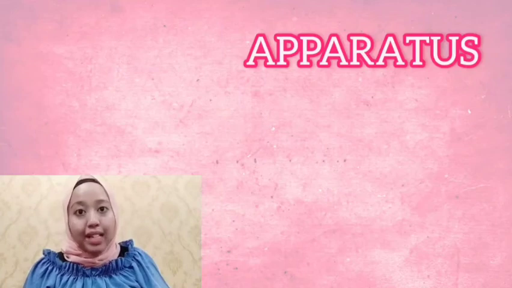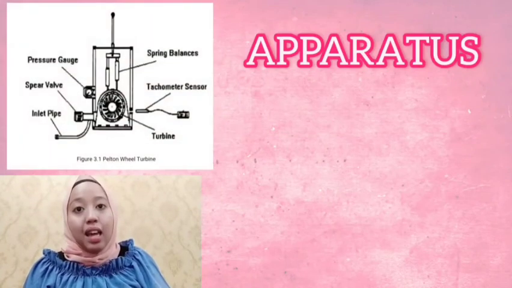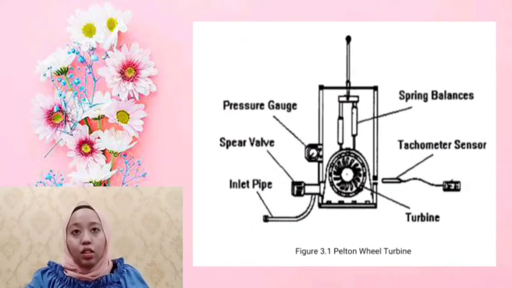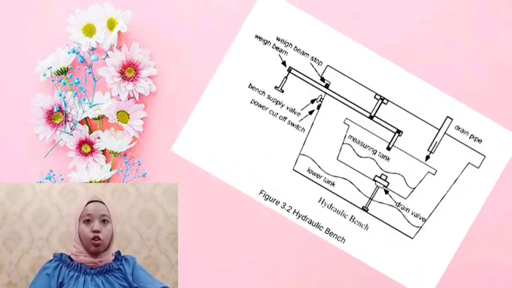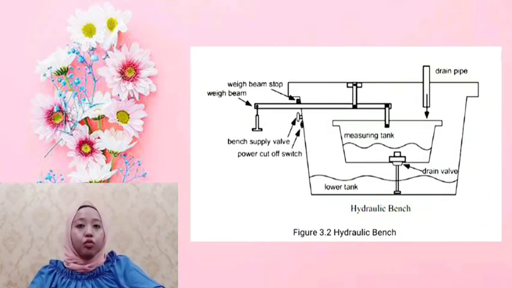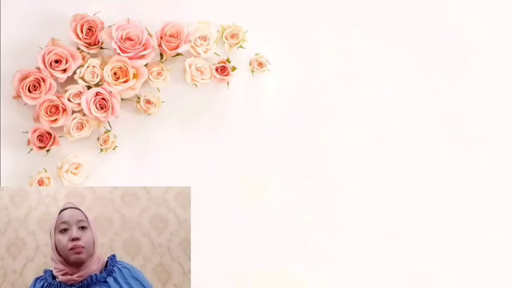The main apparatus used in this experiment is the Pelton wheel turbine and the hydraulic bench. The Pelton wheel turbine consists of a pressure gauge, spear valve, spring balances, tachometer, and turbine, while the hydraulic bench consists of a drain pipe, drain valve, wet bin, and measuring tank. Now I will continue with the procedure.